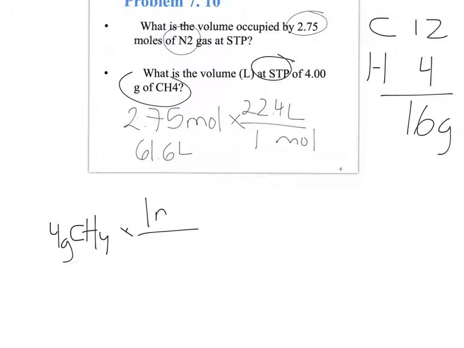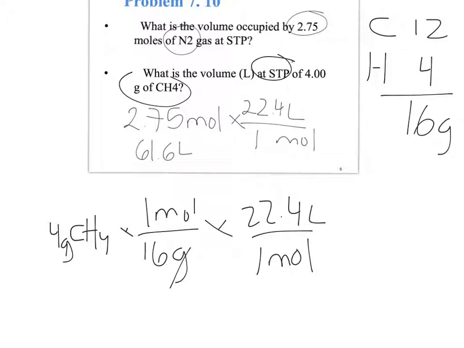So we grab 1 mole, 16 grams, so they can cancel out. And then we do the conversion from moles to liters. 1 mole, 22.4 liters. We do our calculations, and we find 5.6 liters.